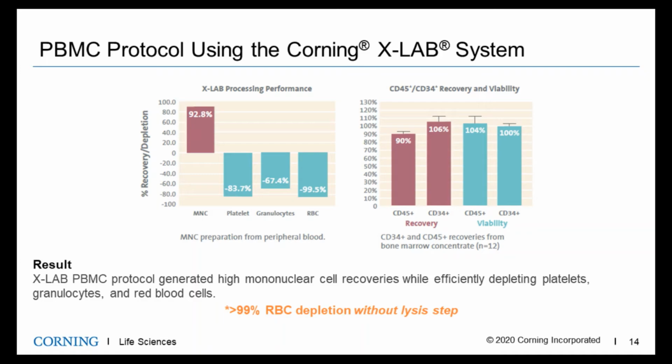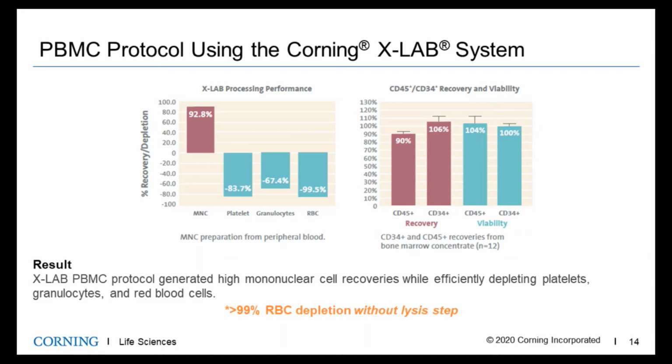A super common process is the isolation of mononuclear cells from peripheral blood or bone marrow. As you can see in this data here, this process consistently provides greater than 90% recoveries of target cell populations with significant depletions of unwanted cell types such as the platelets and granulocytes.